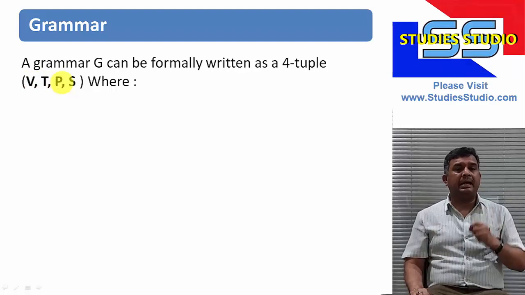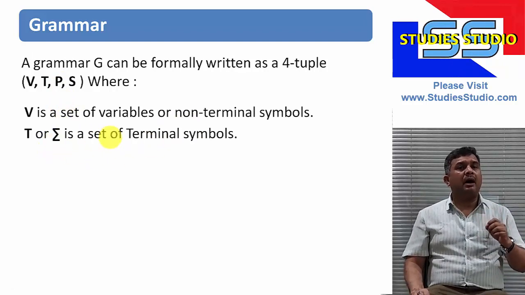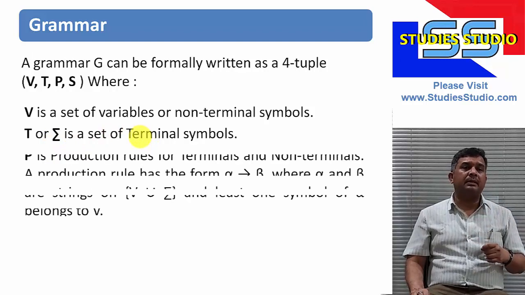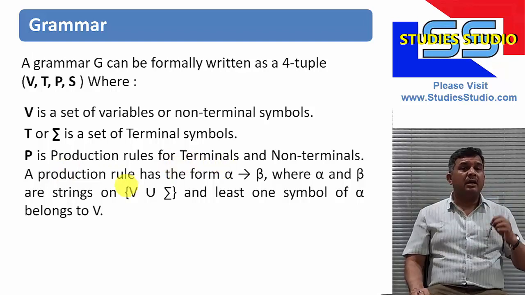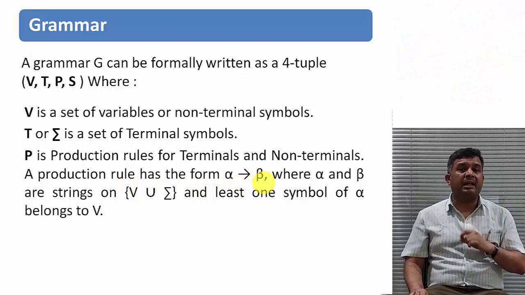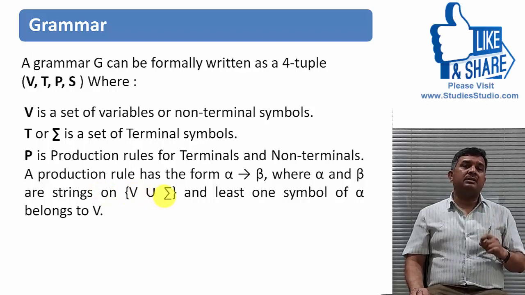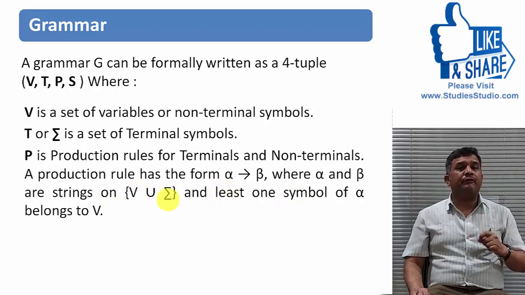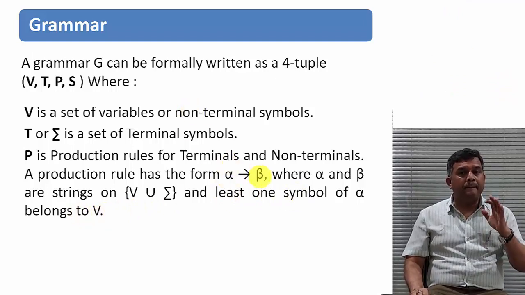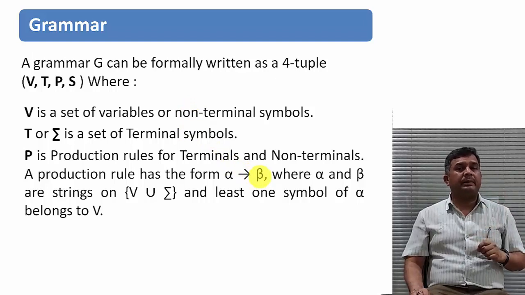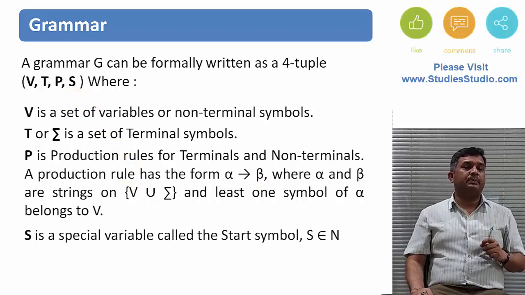That is V, T, P and S, where V is a set of variables or non-terminals. T or sigma are the input symbols, also known as terminal symbols. P is the production rules of the terminals and non-terminals. It means a production rule is in the form of alpha derives beta, where alpha and beta are strings on V union sigma, and at least one symbol of alpha belongs to V. Alpha must contain a variable and beta may contain variables and terminal symbols. And S is nothing but the starting symbol of this particular grammar.